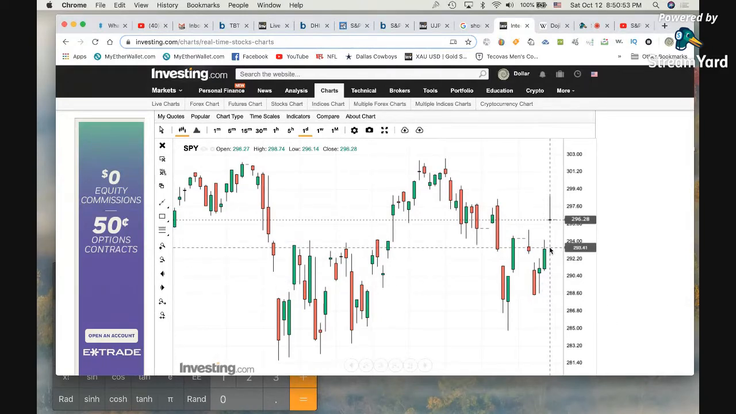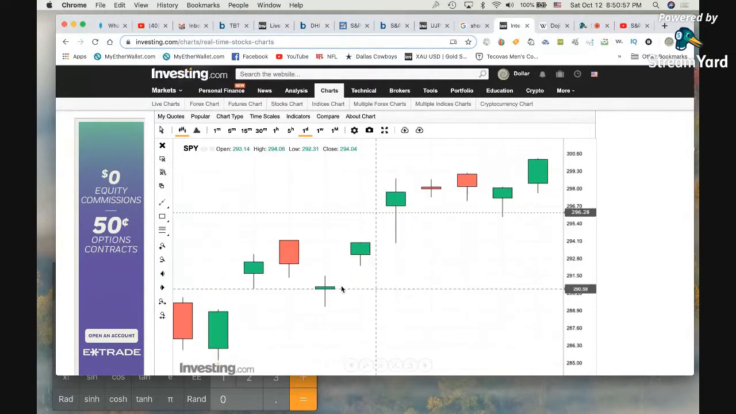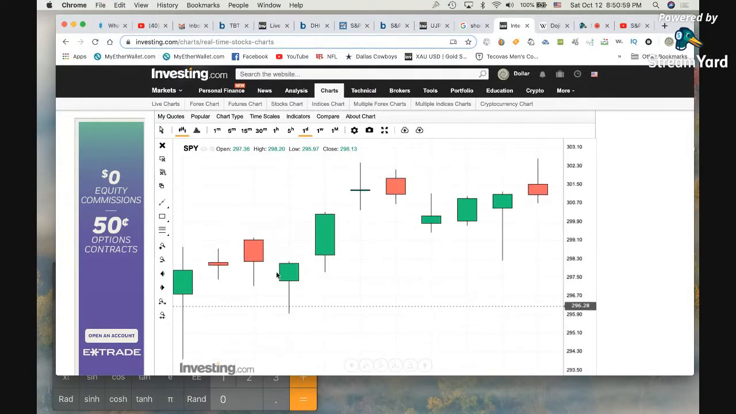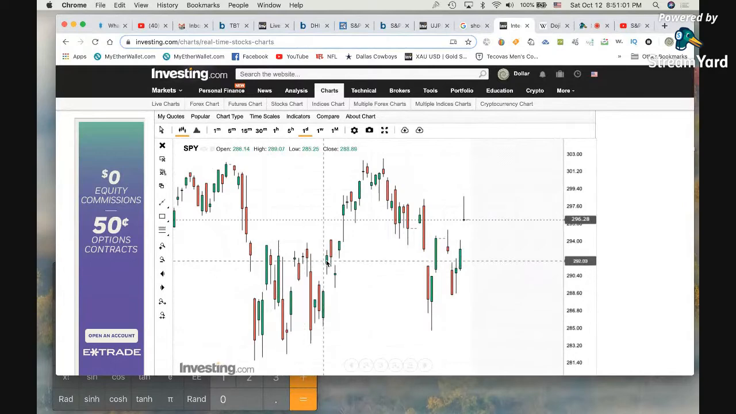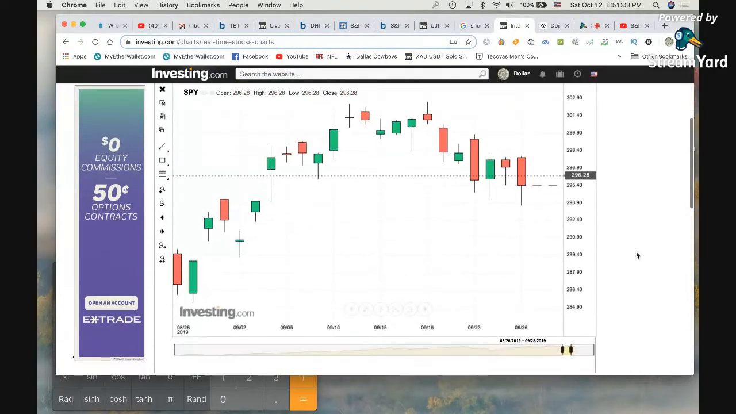But this doji candlestick here, basically what it means is the price opened. Hold on, I'm trying to just get to see the darn thing.